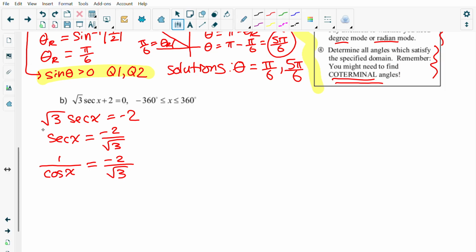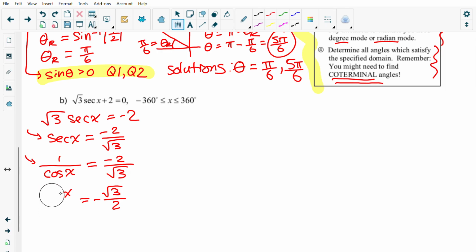I'm only switching this side. I'm applying the identity to the left side. The right side stays the same. So now, if I take the reciprocal of both sides, or if I raise both sides to the -1 exponent, I get cosine of x over 1 equals square root of 3 over -2. Or if I adjust the placement of the negative sign, I want to put it out in front. So it's negative square root of 3 over 2. And then I can just clean this up. I don't need to write over 1.